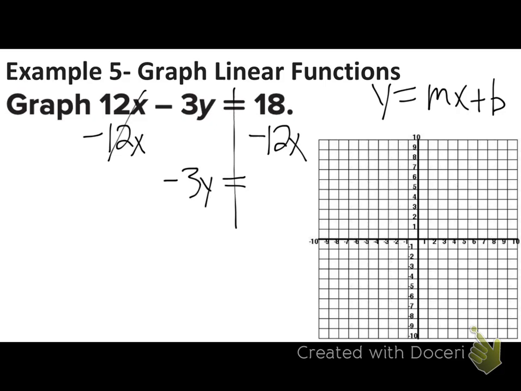Negative 3y. Are 18 and 12x like terms? Nope. So how would I write it? 18 minus 12x. Remember, the computer was really picky, and it wants the x term first. So I'm going to put the x term first and do negative 12x plus 18. We okay with that? Last step to get y by itself.